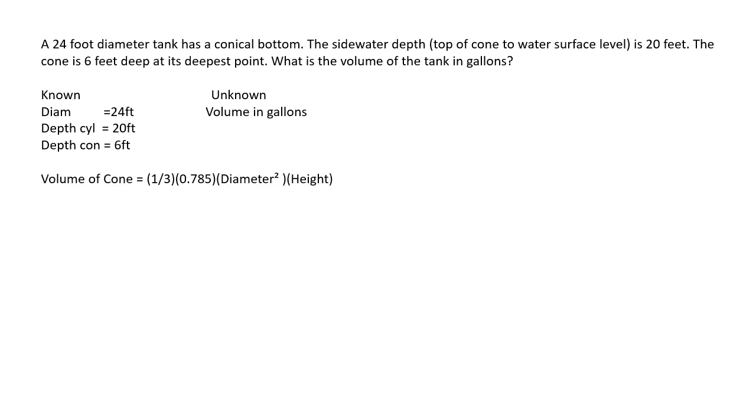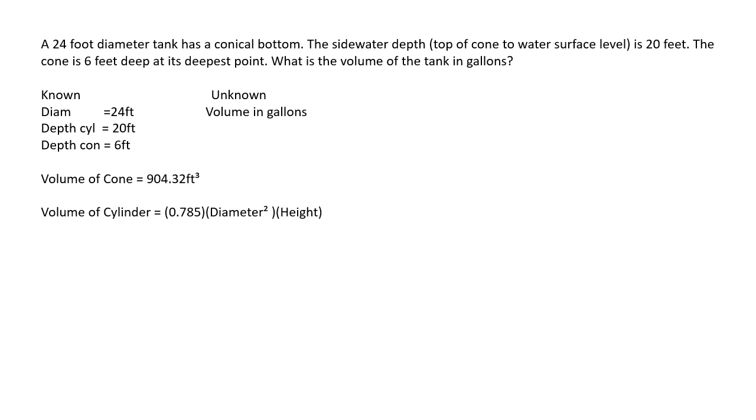So first we're going to solve for the volume of the cone. So 1/3 times 0.785 times the diameter squared times the height. Everything's already in feet. So 1/3 times 0.785 times the diameter of 24 feet squared, because remember the diameter for the cone is the same as the cylinder, times the depth of the cone, which was 6 feet. When you do your multiplication, you get 904.32 cubic feet.